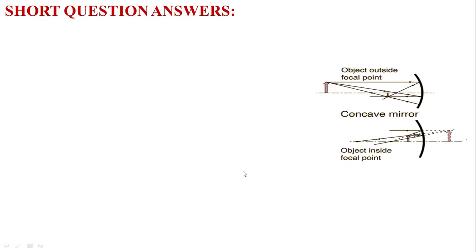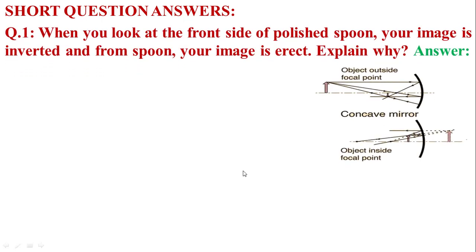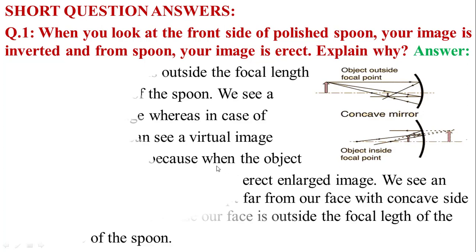The given statement of question number 1: When you look at the front side of a polished spoon, your image is inverted, and from the back of the spoon your image is erect. Explain your answer. First of all, you see this diagram, and now we will start the explanation.